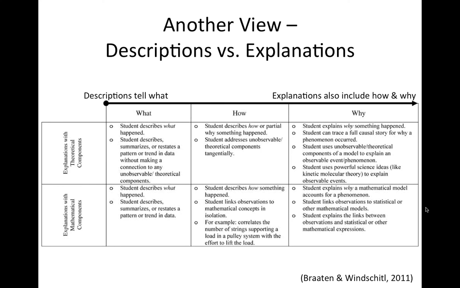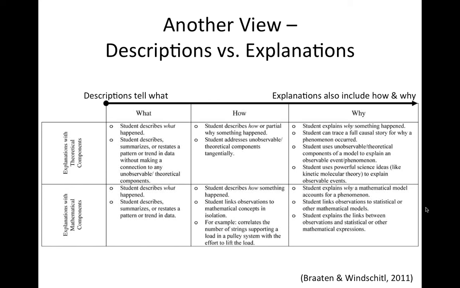So next slide. Yep. And so this is from some other colleagues, Bratton and Winchittle, another lens on a very similar thing. They're talking about this progression in the way that students describe or explain things. And on the left hand are simpler or less sophisticated ways where students are just describing what happens in an event, and they might be summarizing or restating a pattern. They might have trends, they might have data and look at relationships, but they're not saying what's causing the relationships.